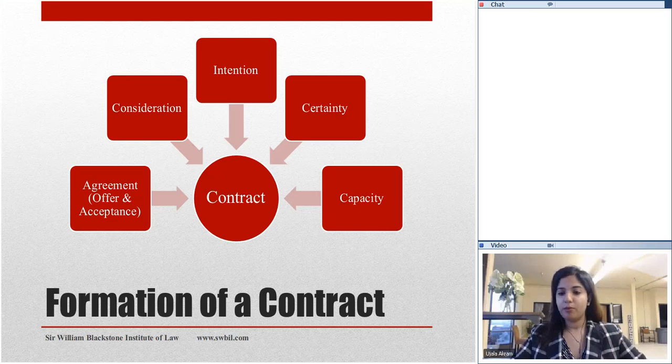So capacity to contract. This course does not talk a lot about capacity. It just briefly touches upon capacity of minors. So we're just going to briefly mention it today, and later on, after a couple of lectures, we will discuss capacity in a little bit of detail, but not much. Okay.